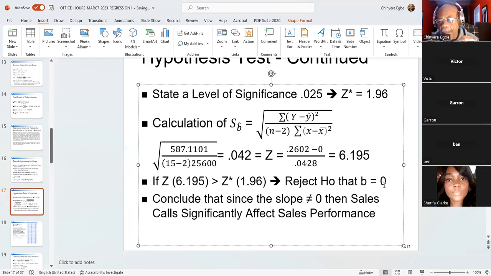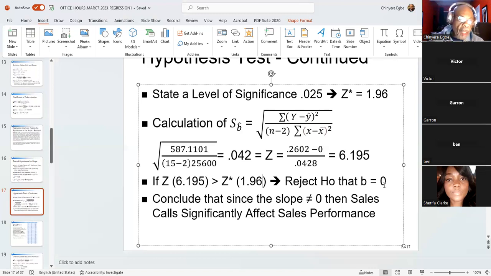We reject the null hypothesis that calls do not significantly affect sales. Am I correct? Yes. So we are rejecting the null hypothesis that calls do not affect sales. Therefore, we conclude that calls significantly affect sales performance. Does it make sense now?